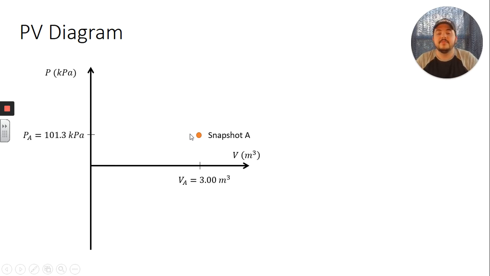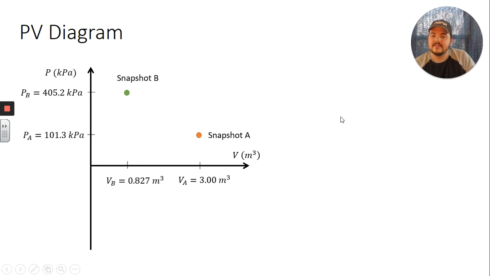Everything in that state can be represented by this single point. Well, I guess not everything. The things that are missing are temperature and how much gas is there. But there's a lot of information on this graph here. Snapshot B was at a lower volume, so it's going to be to the left on the horizontal axis. And it was at a higher pressure, so it's going to be higher up on the vertical axis, something like that. Volume B is 0.827 cubic meters, and the pressure is 4 atmospheres or 405.2 kilopascals.